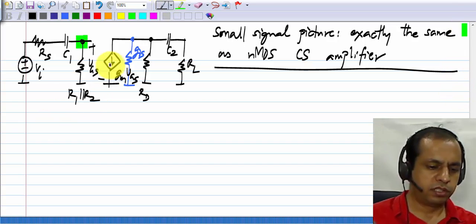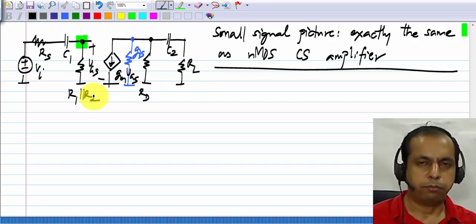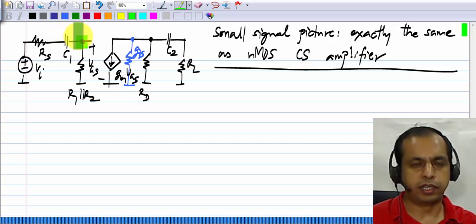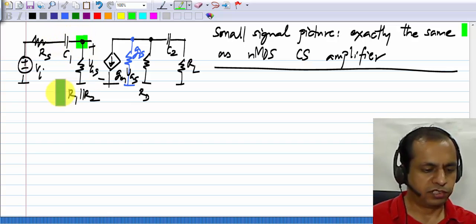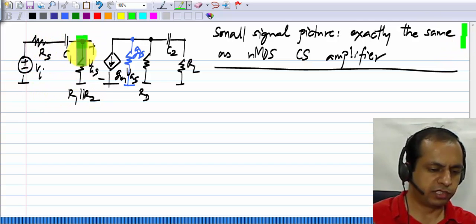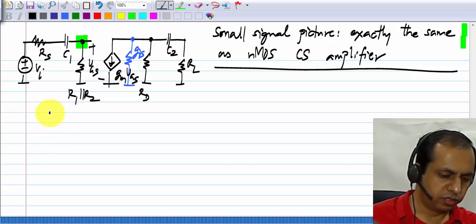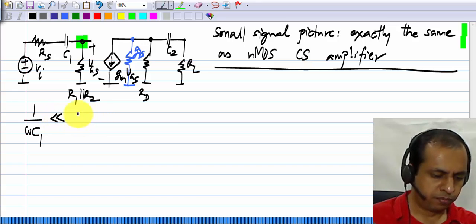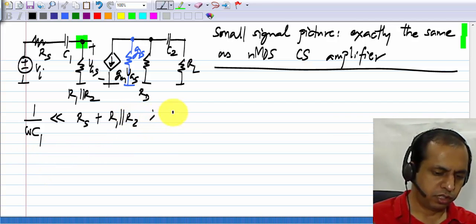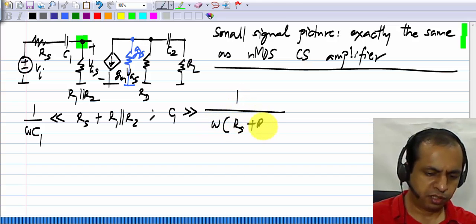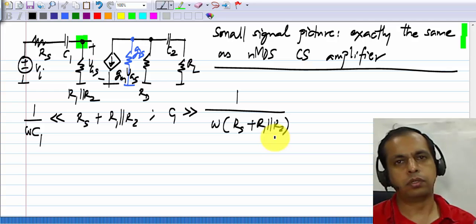Now we want C1 and C2 to be shorts, and we have done this so many times that I will run through it. For C1 to be a short, its reactance has to be much smaller than the resistance that appears across it when the source is reduced to 0. Source is reduced to 0, we have Rs and this resistance. So the reactance of the capacitor C1, 1 over omega C1, must be much smaller than Rs plus R1 parallel R2, or this means that C1 has to be much more than 1 over omega times Rs plus R1 parallel R2.